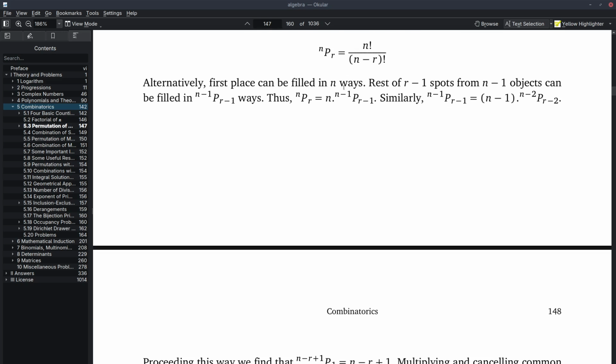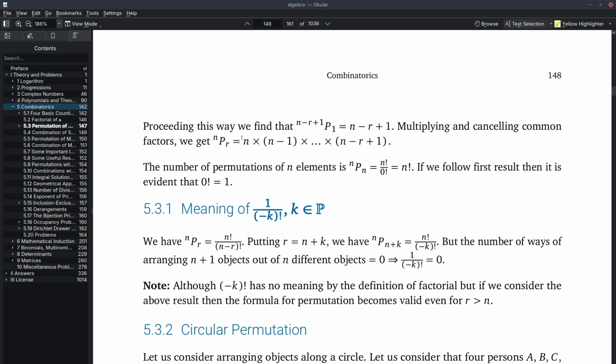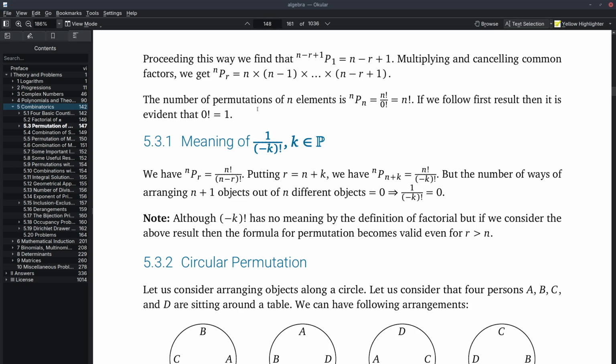Alternatively, the first place can be filled in n ways, and the rest of the r minus 1 spots from n minus 1 objects can be filled in the (r minus 1)-permutations of n minus 1, that is nPr is equal to n times (n minus 1)P(r minus 1). Similarly, (n minus 1)P(r minus 1) is equal to (n minus 1) times (n minus 2)P(r minus 2). Proceeding this way, we find that (n minus r plus 1)P1 is equal to n minus r plus 1. Multiplying and cancelling, we arrive here. The number of permutations of n elements, nPn, is equal to n factorial. If you follow this, then it is evident that 0 factorial is equal to 1.